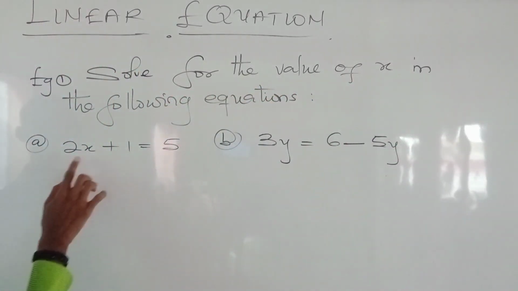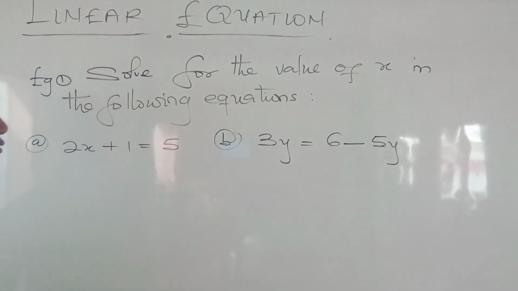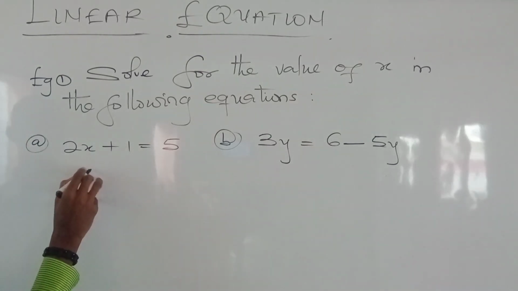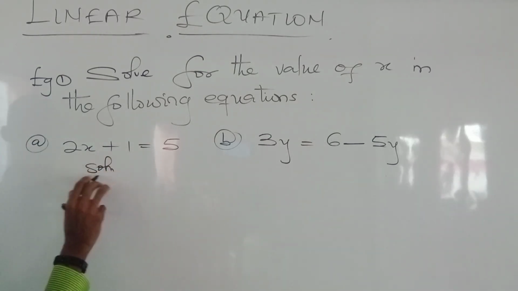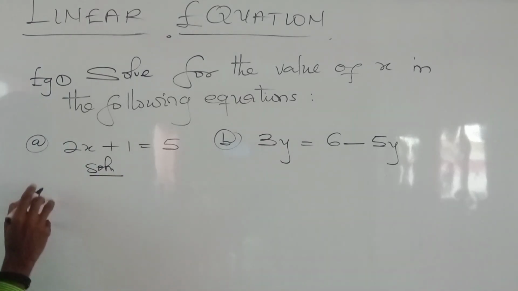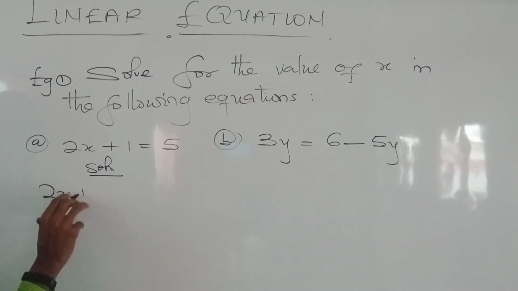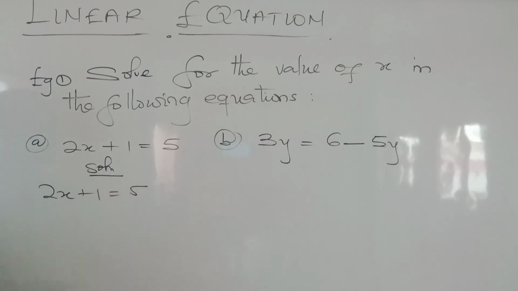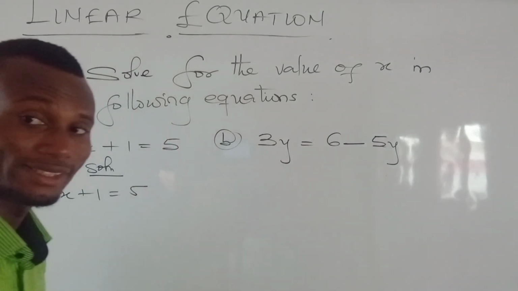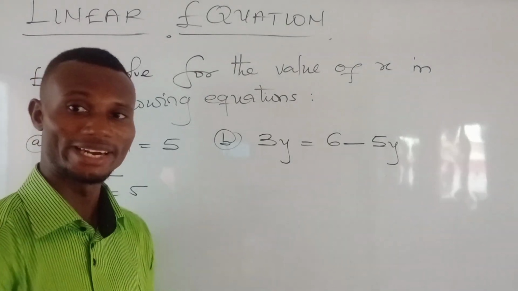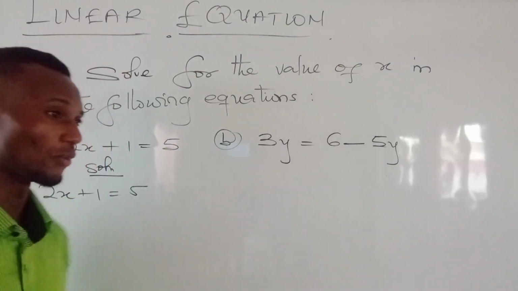So I have 2s plus 1 equals 5. Let me write my solution. Let's do it together. We have 2s plus 1 equals 5. We are solving for s, and as I've explained, solving for s simply means making s stand alone in that equation.